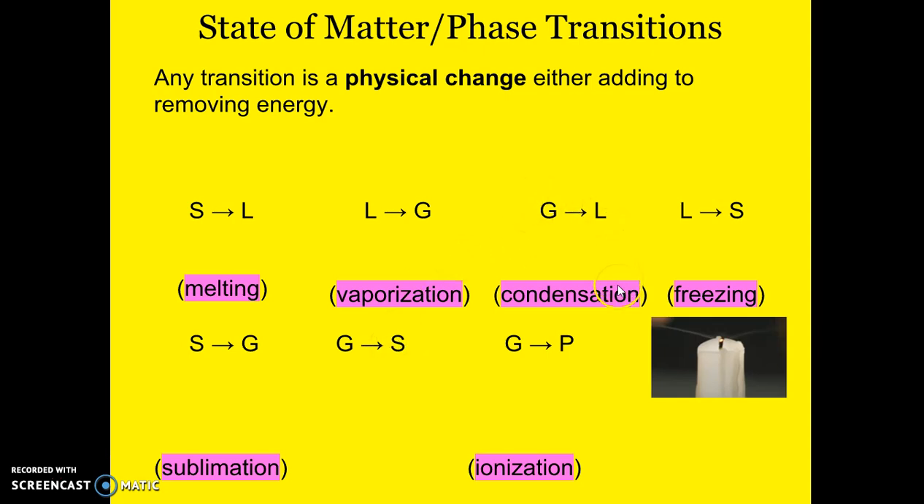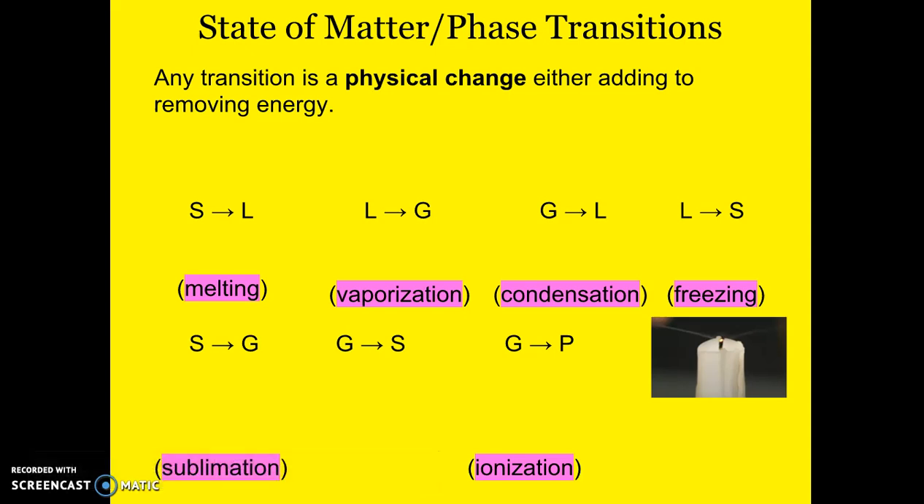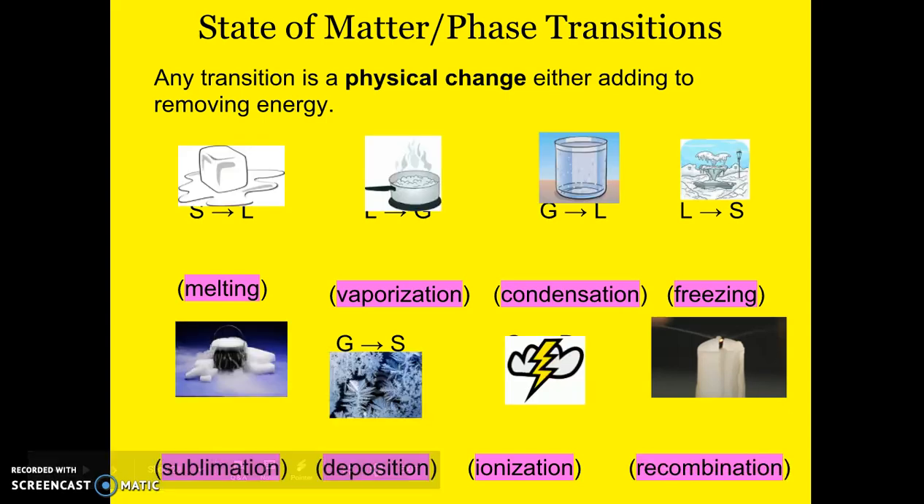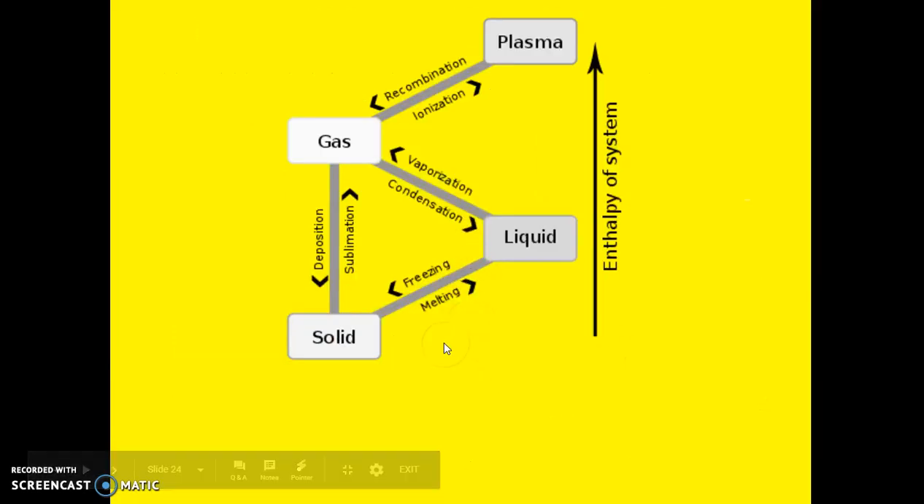Going from a gas to a liquid is condensation, so like when you have dew on your car, or when you take a hot shower and you end up with moisture on your mirrors in your bathroom, that's condensation. And then a liquid to a solid is freezing. Going straight from a solid to a gas is called sublimation. Going from a gas to a solid is called deposition, and going from gas to plasma is ionization. So these are the basic changes of states of matter that we will go through with our phase transitions.